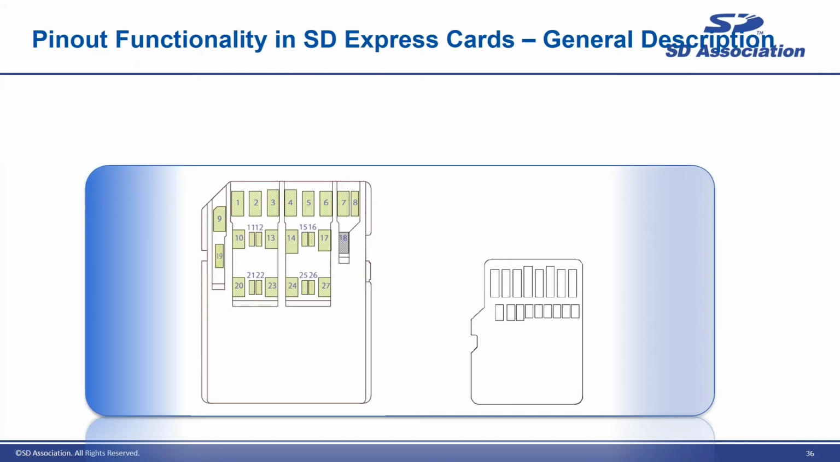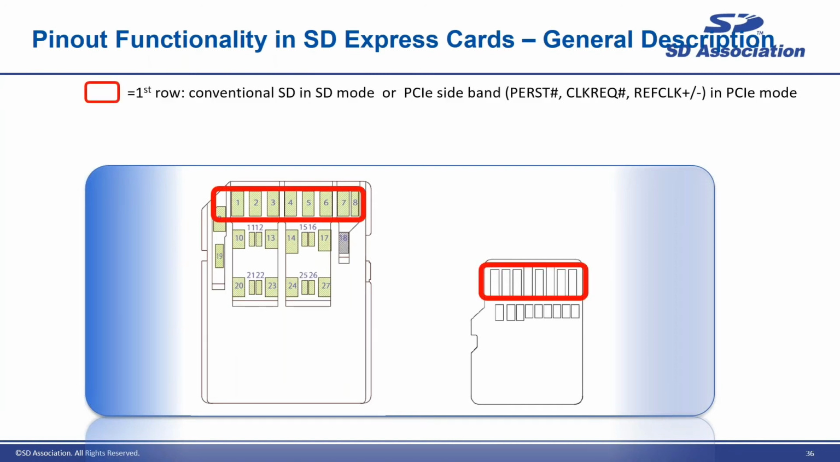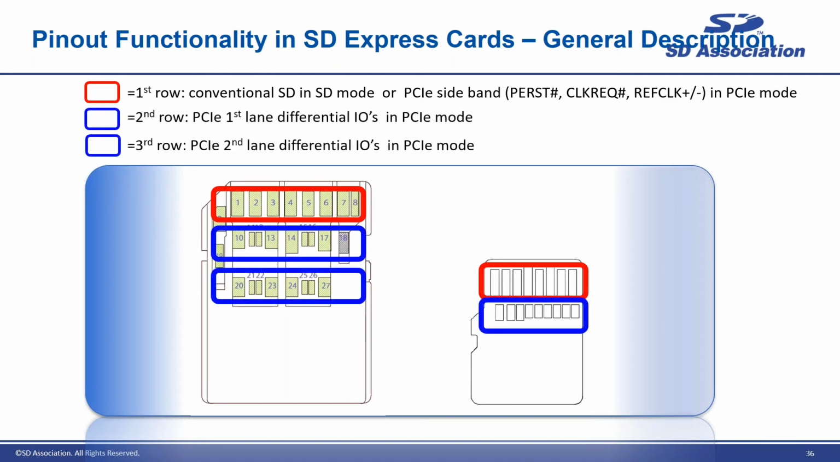Before we start the description of the SD Express host side, there is one important fact that I want to point out. In order to minimize the number of pins, the first row pins of any SD Express card share the functionality of the standard SD data lines and the PCIe sideband signals: PERST, CLKREQ, and reference clock. The second row, or the third row, if it exists, is used for the PCIe differential interface. This is a similar concept to what we use with the UHS-II solution.